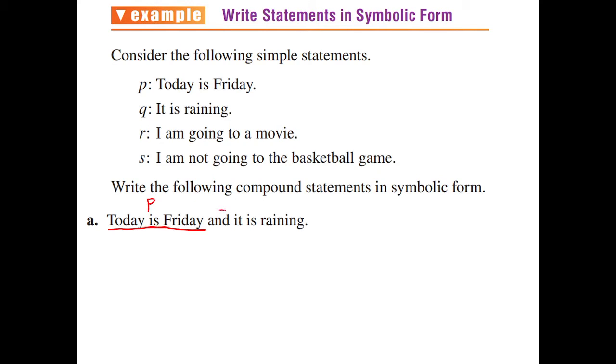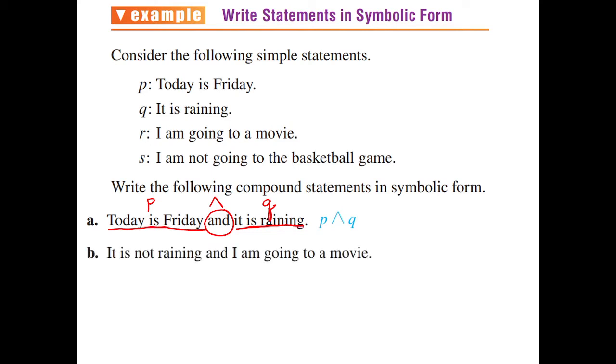What is the symbol for and? It is an inverted letter V. So I'll be using this symbol for and. What about it is raining? Q. So this is our answer in symbolic form for letter A. Let's have letter B: it is not raining and I am going to a movie.